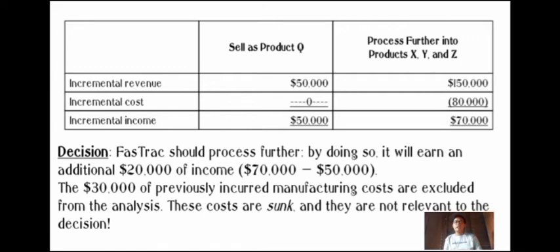By doing so, it will earn an additional $20,000 of income, which is $70,000 less the $50,000. The $30,000 of previously incurred manufacturing costs are excluded from the analysis. These costs are sunk and they are not relevant to the decision. The benefit to processing further is $20,000.